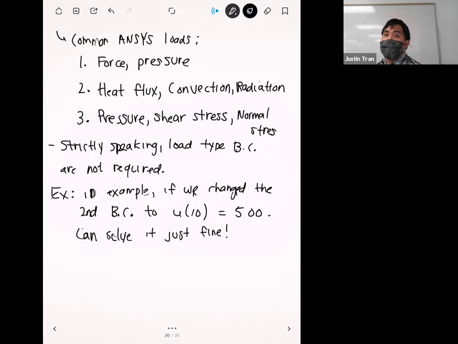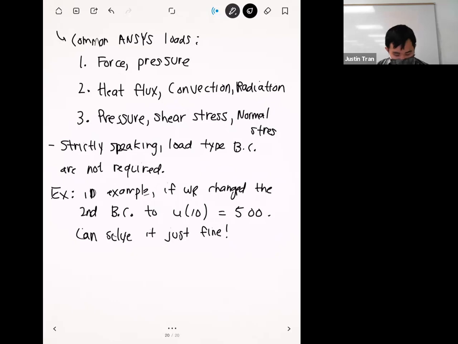The opposite was not true. Unfortunately, that was the one I skipped. But if you try to solve that 1D equation with two derivative boundary conditions on both ends, then you wouldn't be able to solve it. But you can with constraints.